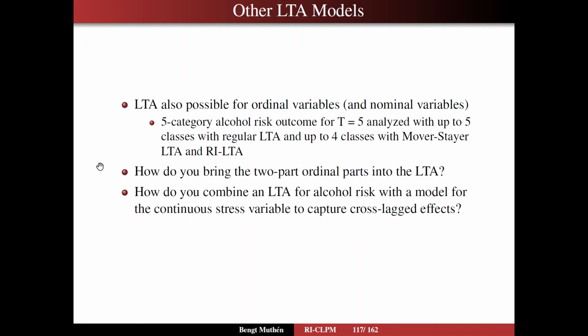So then remaining questions here, in terms of doing general LTA bivariate analysis. How would you bring in ordinal variables of the 2-part modeling kind, which I will describe in the next section, into the LTA? That's an open question. And how do you do a bivariate LTA for, say, alcohol risk combined with a continuous stress variable to capture cross-lagged effects? Can you do it without having to introduce a latent class variable for the continuous stress variable? If so, how would you do it? So there are open methods research questions.